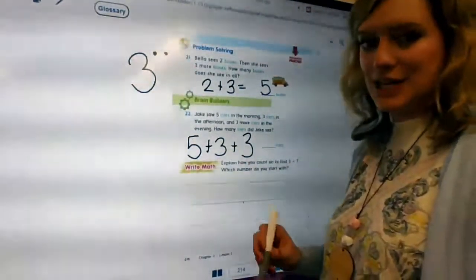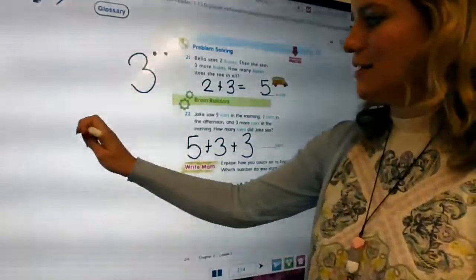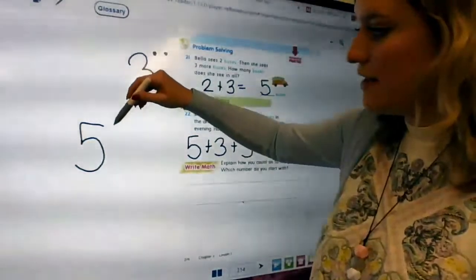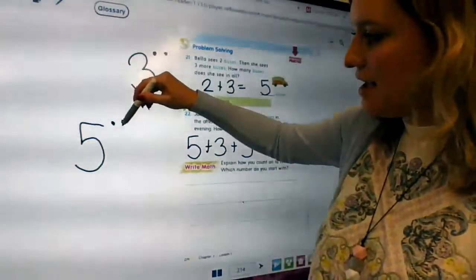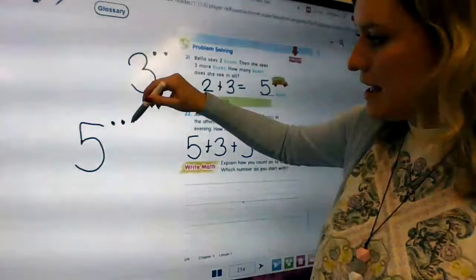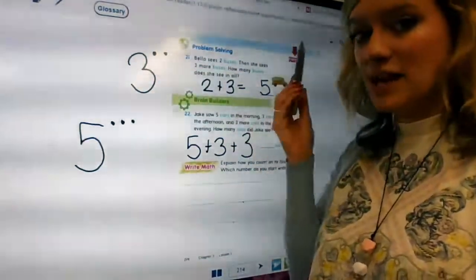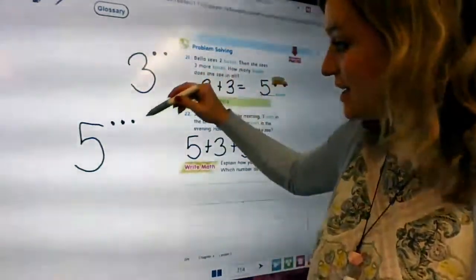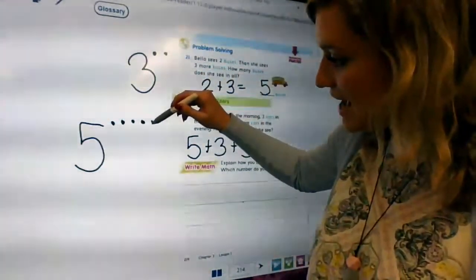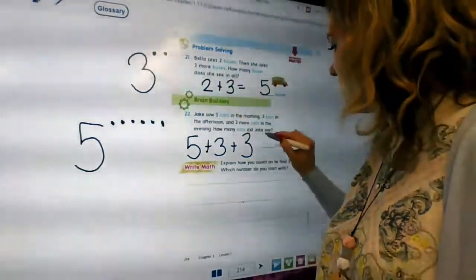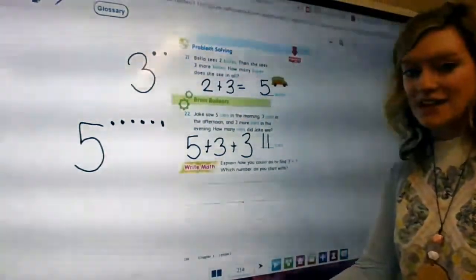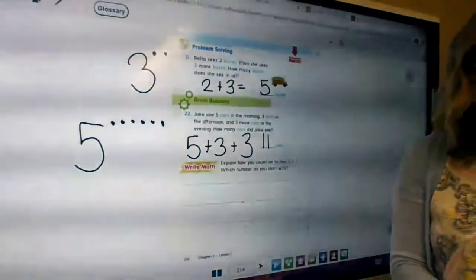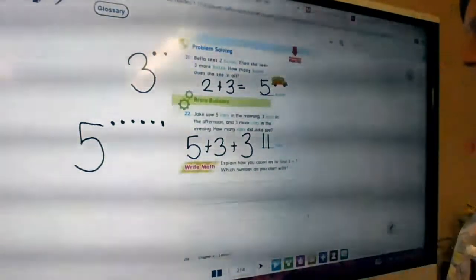So let's try to count on. Okay, so we're gonna write the number 5. And he saw 3 more cars in that. So 5, 6, 7, 8. Okay, we're at the number 8. How many more cars did he see? 3 more. So we're at the number 8. 9, 10, 11. He saw 11 cars. Wow. That is crazy. That's a lot of cars.